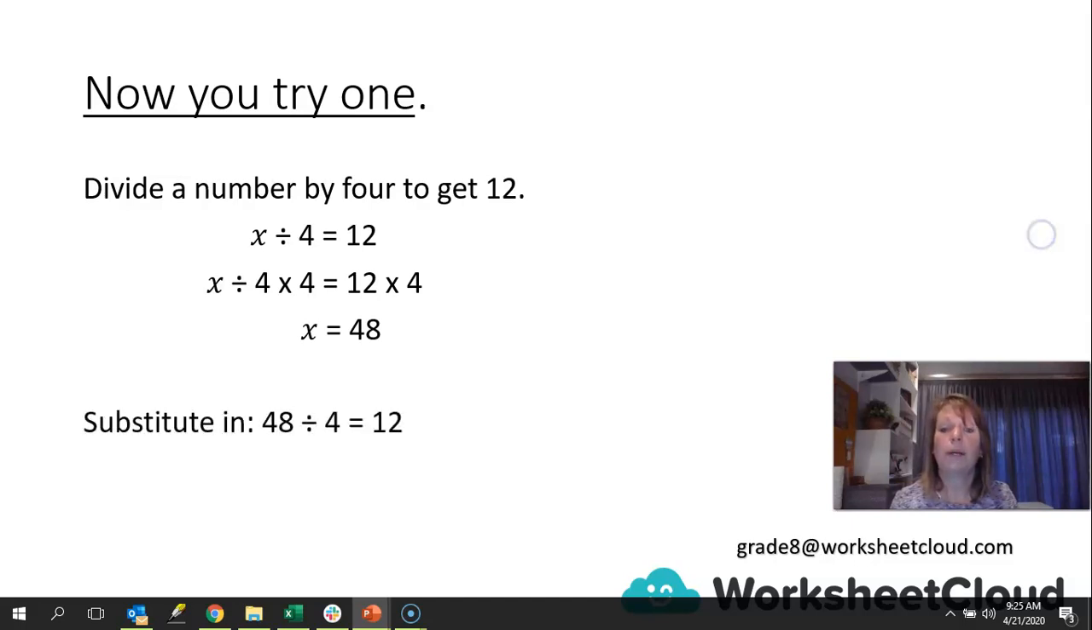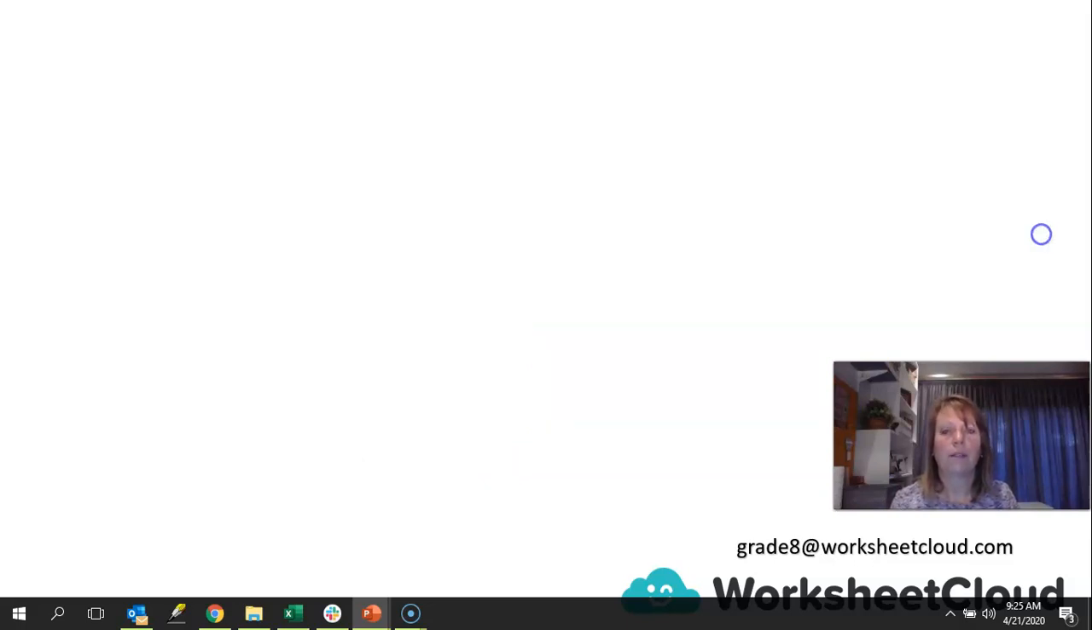Okay, now we check it by substituting. We're going to put 48 in the place of the x. 48 divided by 4, what does that equal? 12. 12 is on the other side. Yay, it works. The scale is balanced, which means that 48 is correct. 48 is the value of x.